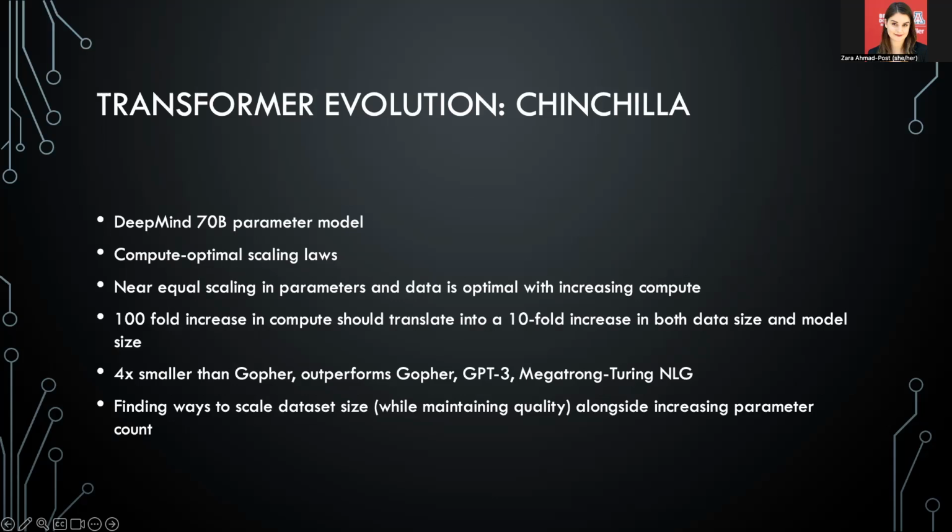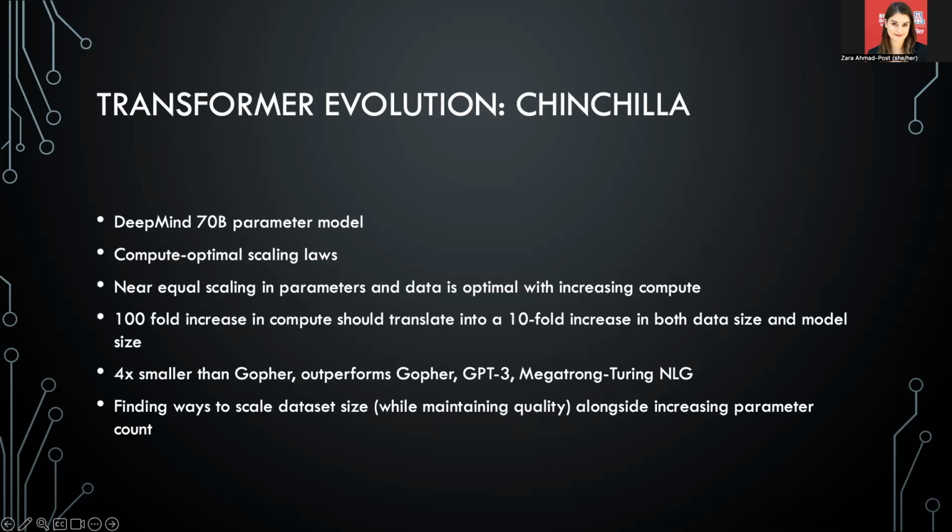DeepMind found that a 100-fold increase in compute should translate into a 10-fold increase in both data size and model size. So, if you want a 10-fold increase in your model size, if you want to add another order of magnitude of parameters, you need a 100-fold increase in compute. So we're starting to get into some gnarly territory here. And cue the massive surge in GPU prices, all of these things.